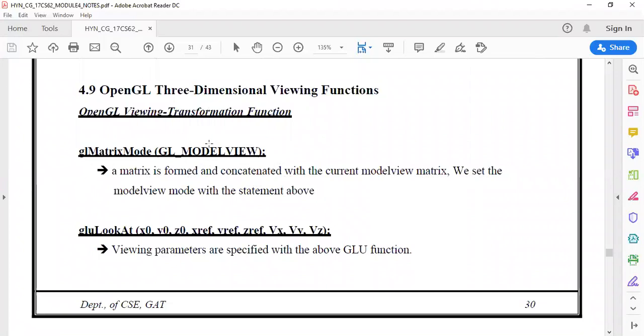Initially we have glLoadIdentity. That load identity matrix will be multiplied with the current matrix, and the current matrix will be multiplied with the further matrix, like that. So in order to have composite transformation, we'll be using GL_MODELVIEW.